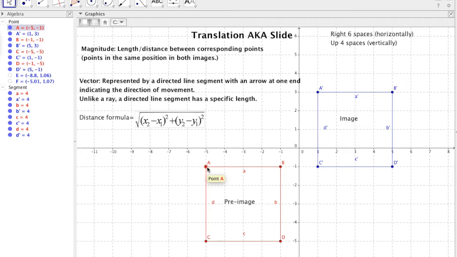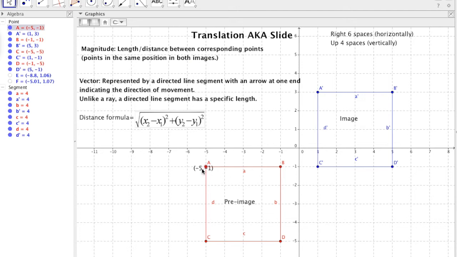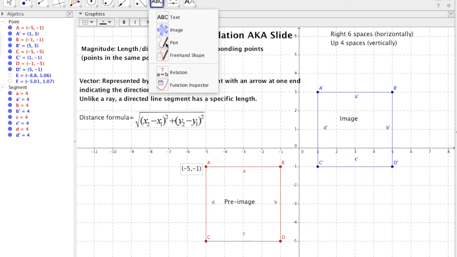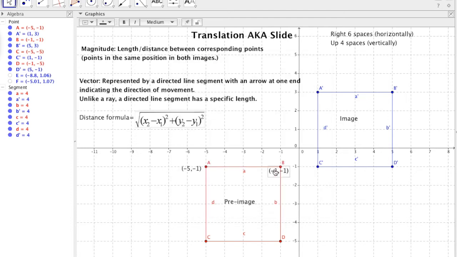So if I want to look at coordinate A, the coordinate point for A, that is -5, -1. So let's go ahead and write that in. So point A is (-5, -1). Let's go ahead and move it. Alright, there we go. Coordinate B is (-1, -1). And I'll leave the other ones for you to do on your own.